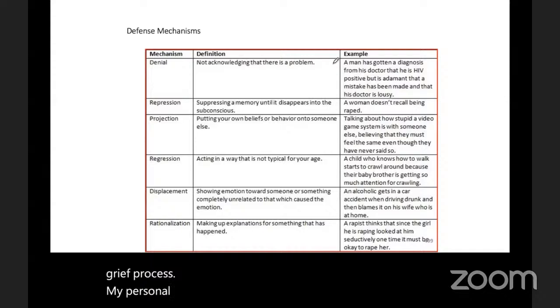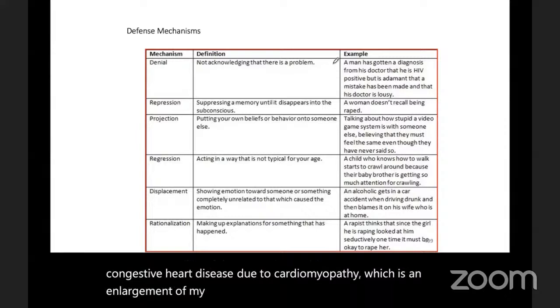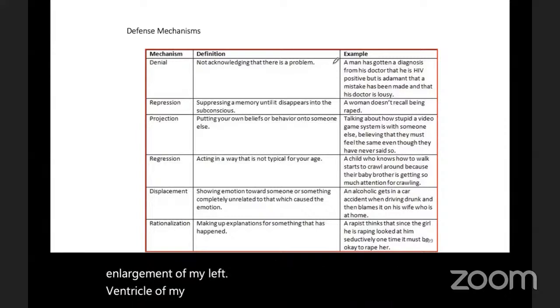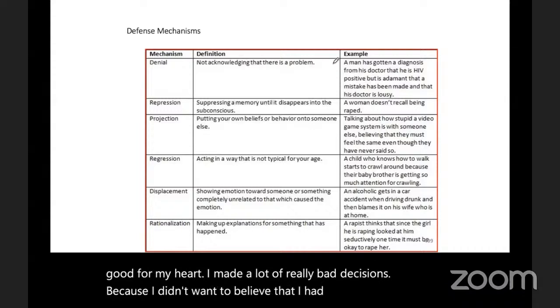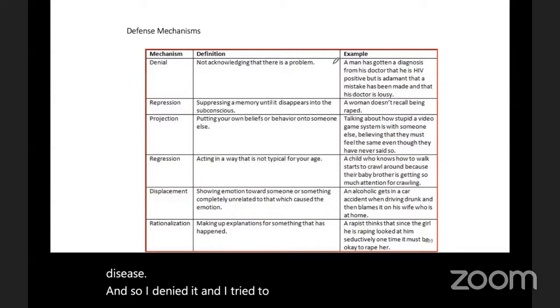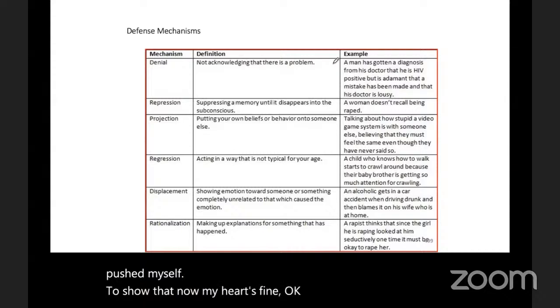My personal example of this is in 2019, I was diagnosed with congestive heart disease due to cardiomyopathy, which is an enlargement of my left ventricle of my heart. And my form of denial was to do, for the first year, anything that was not good for my heart. I made a lot of really bad decisions because I didn't want to believe that I had this chronic disease. And so I denied it and I tried to prove the doctors wrong. I pushed myself to show that no, my heart's fine. That's an example of denial.